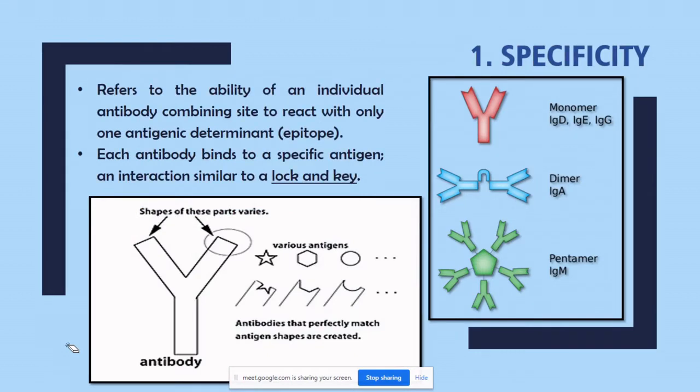First one is specificity. It refers to the ability of an individual antibody combining site to react with only one antigenic determinant. That is the epitope. But what is the site on the antibody? That is the paratope. The reaction of antigen antibody is so specific that no one antibody can react with another type of antigen. You can see it in the diagram here. As the antigen differs, the site will differ.